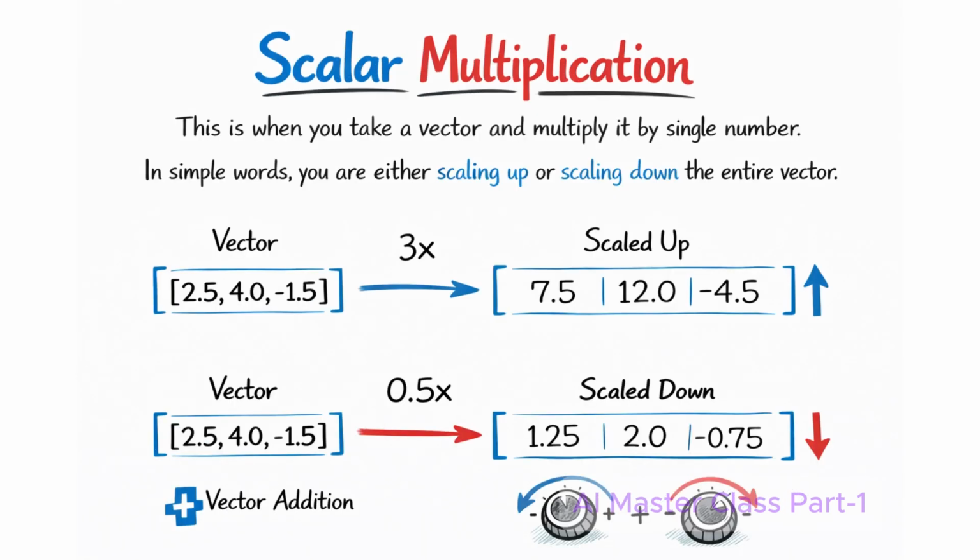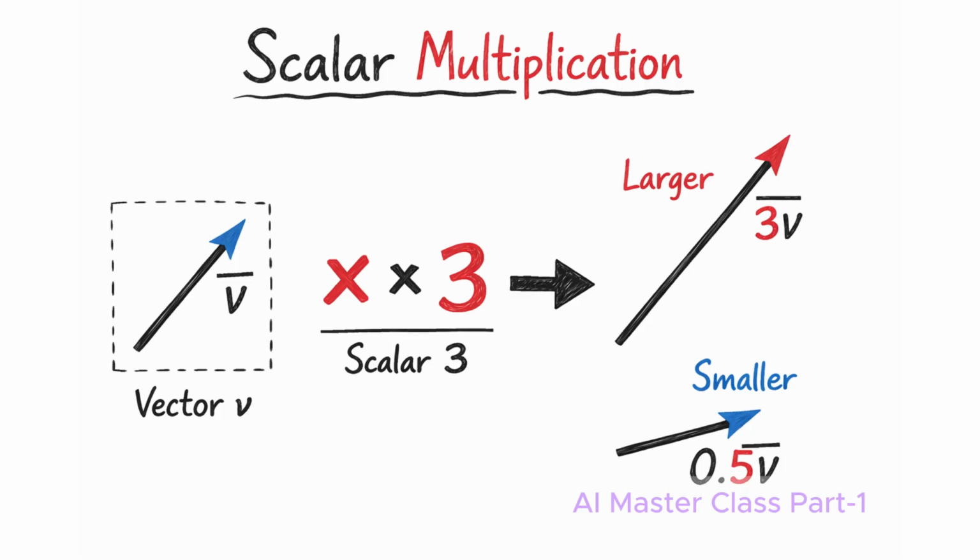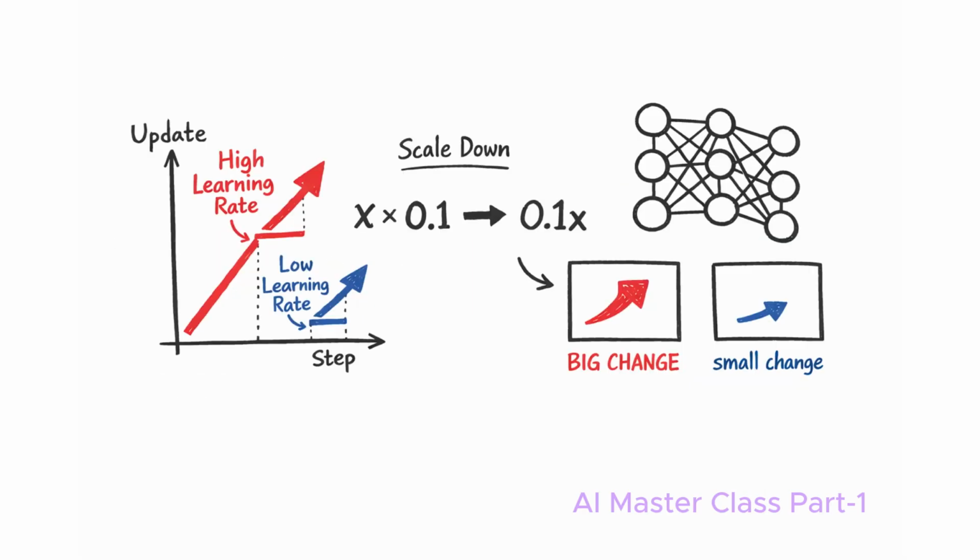Next comes scalar multiplication. This is when you take a vector and multiply it with a single number. In simple words, you are either scaling up or scaling down the entire vector. For example, if you want to reduce the impact of some value or slow down the learning, you might multiply it with a smaller number. In training neural networks, this idea shows up as a learning rate. We don't want huge changes, so we scale the updates carefully. Scalar multiplication helps control how big or small a change should be.